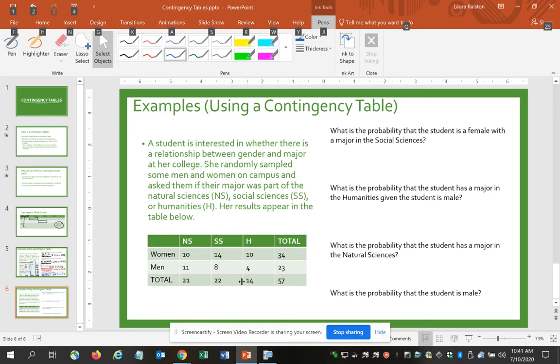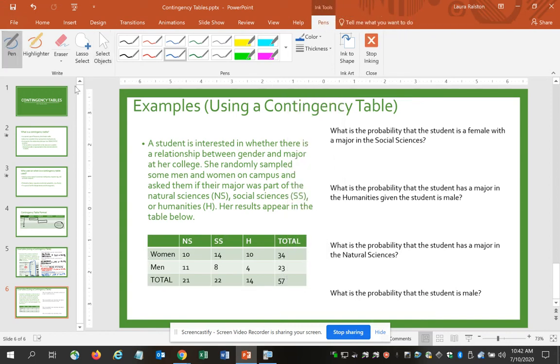And in this particular case, the table is already totaled for us. There were 34 women, a total of 23 men, a total of 21 natural sciences, 22 social sciences, 14 humanities, and the grand total, or the total number in the sample, was 57. That might be helpful if I point it out to you. It didn't tell us in the story how many we had.